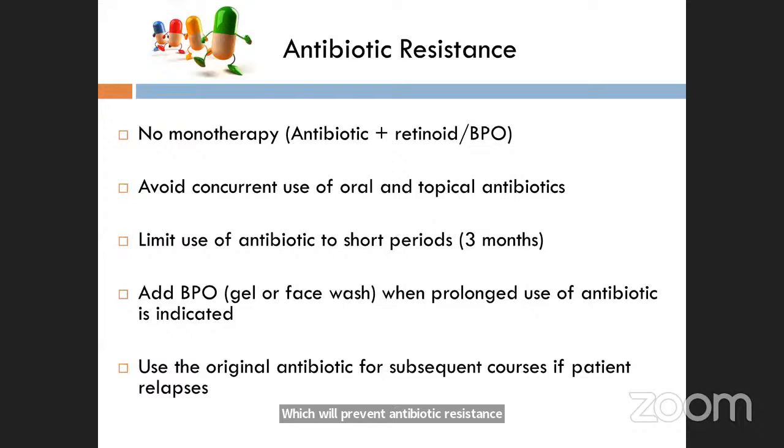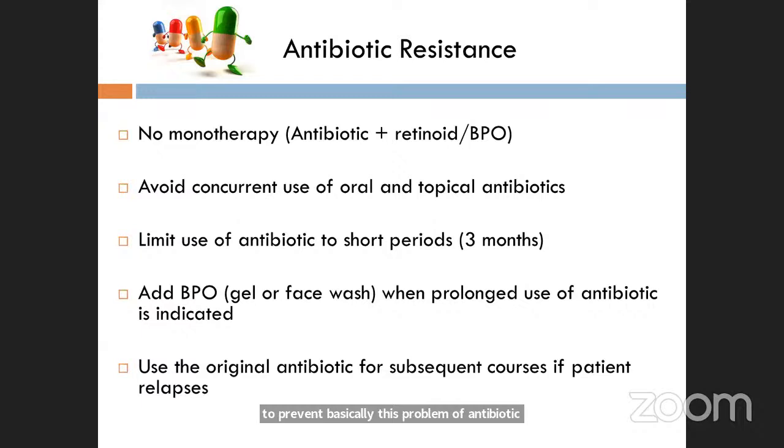Second important point is, when you are giving oral antibiotic, ideally don't give any topical antibiotic. Then you just combine an oral antibiotic with a topical retinoid. And because of this drug resistance and to ease the application, now we have fixed combination therapy also. So your topical antibiotic is combined with a retinoid to prevent basically this problem of antibiotic resistance.